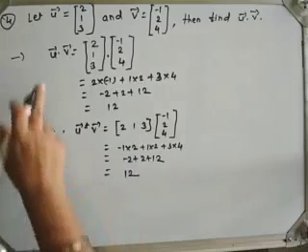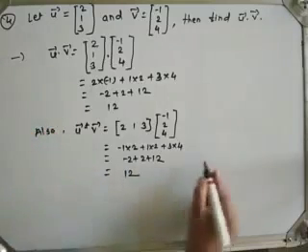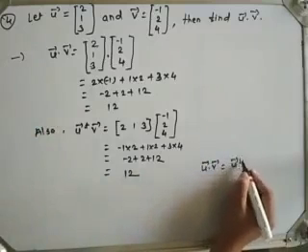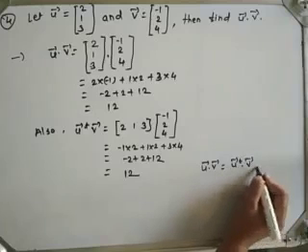As we have seen in the previous remark, u bar dot v bar is equal to u bar transpose v bar.